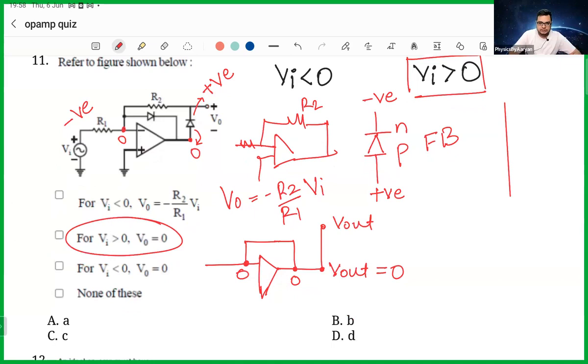How much is the gain? Feedback resistance divided by input resistance. Feedback is R2, input is R1, multiplied by input voltage V1. So your option number 1 is also correct. That is what was said initially: when V input is less than 0, both diodes are reverse biased, and when V input is greater than 0, both diodes are forward biased. Any doubts in this problem?